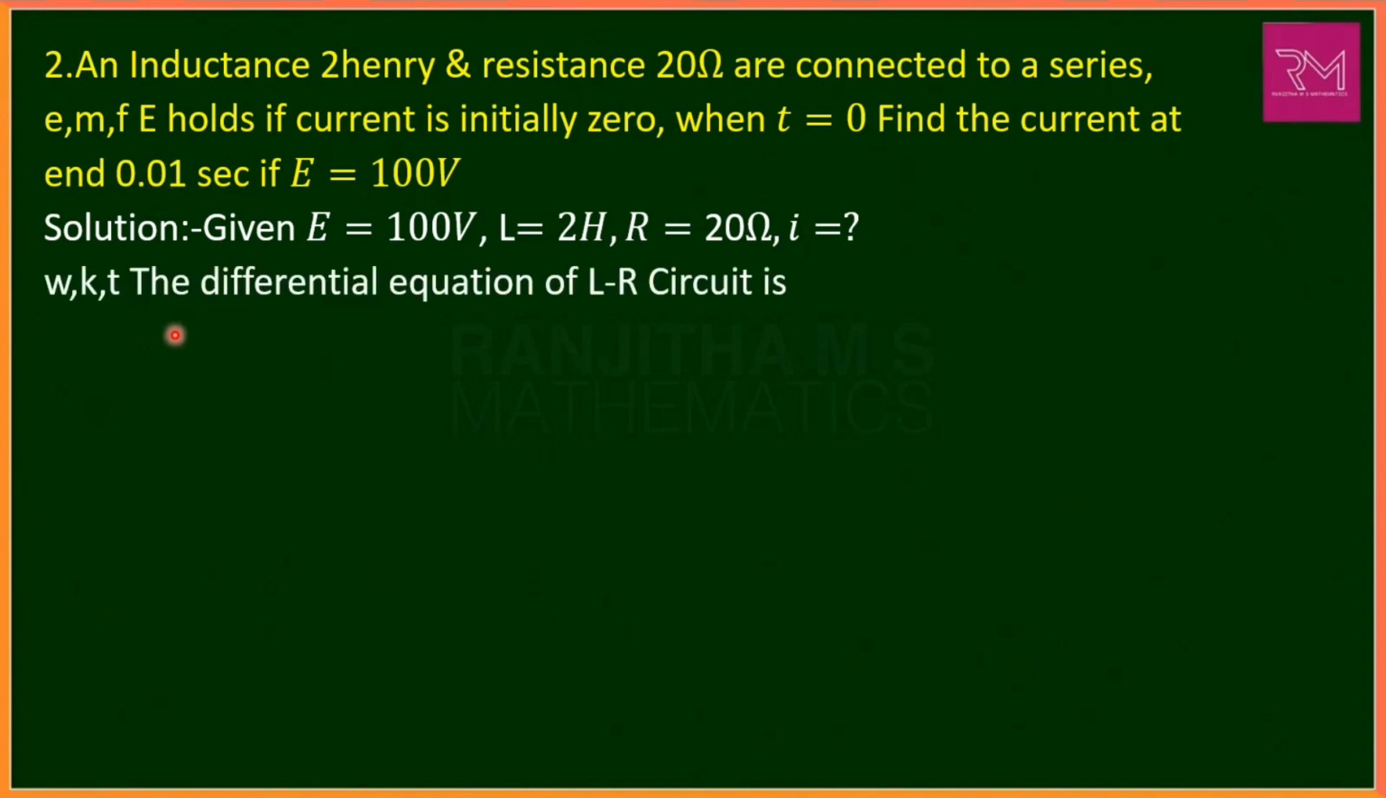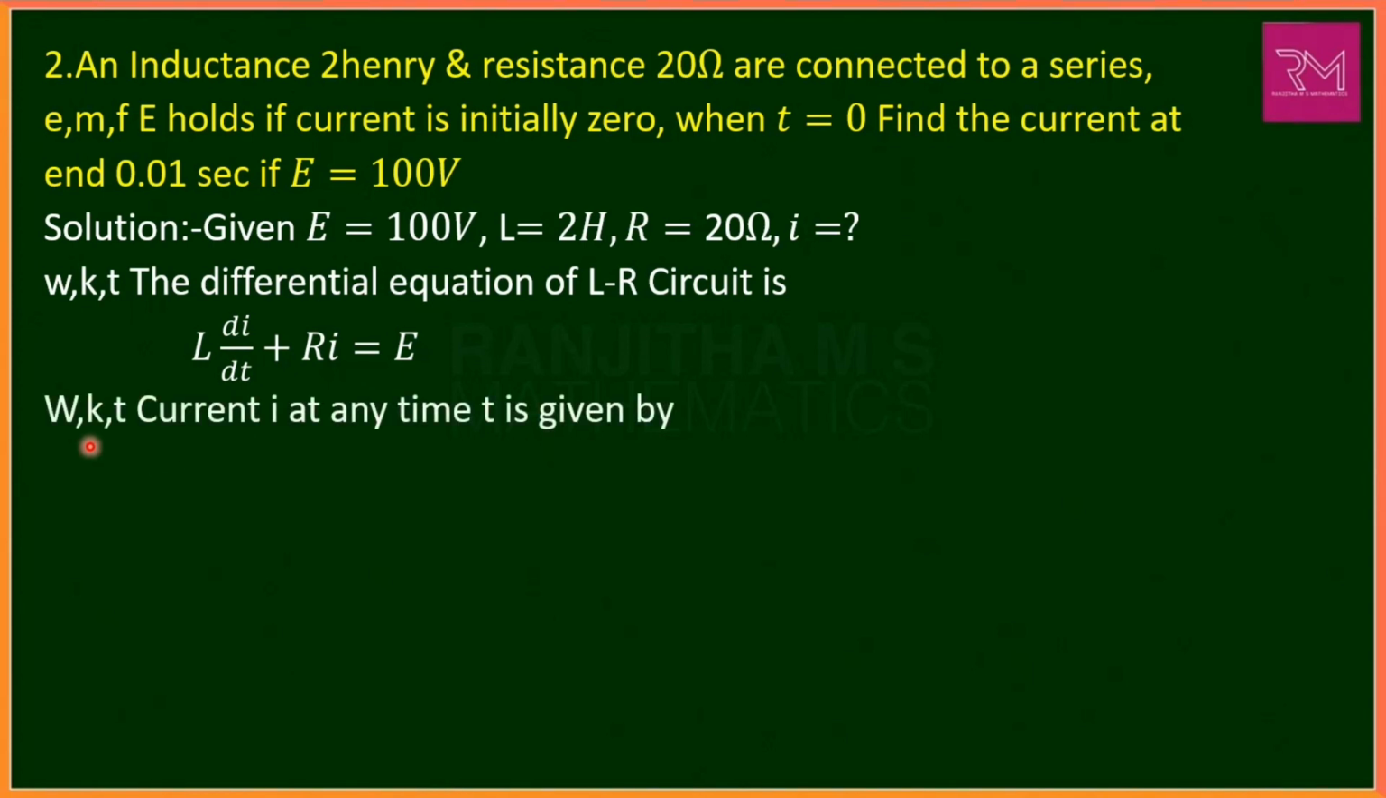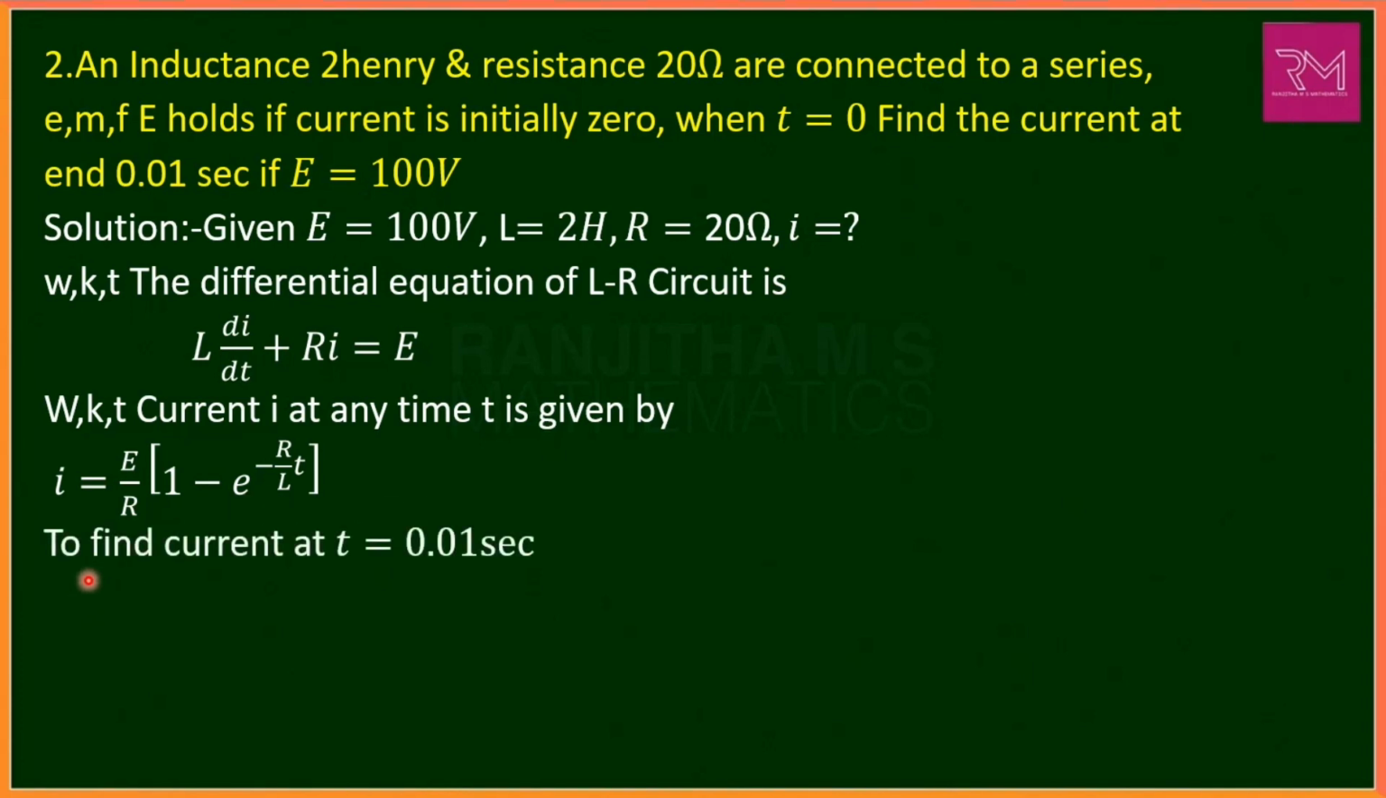Here we know that the differential equation of an LR circuit is given by L into di by dt plus Ri, which is equal to E. Also, we already found in the previous problem that the current I at any time t is given by the formula I is equal to E by R into 1 minus exponential power of minus R by L into t. Now we can substitute the E value, R value and t value as 0.01 second. This is the formula of current I at any time t. So we have to find the current at t is equal to 0.01 second.